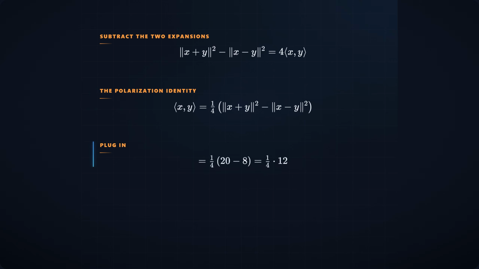Plug in the 2 given numbers. 1/4 of 20 minus 8. 1/4 of 12, 3. The scalar product is 3, pulled out of pure length information. This is why a norm secretly remembers all the angles. They're encoded in the lengths of sums and differences.